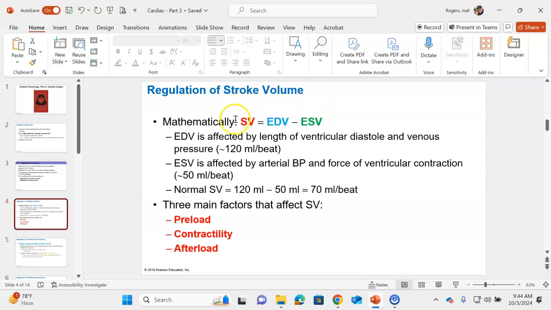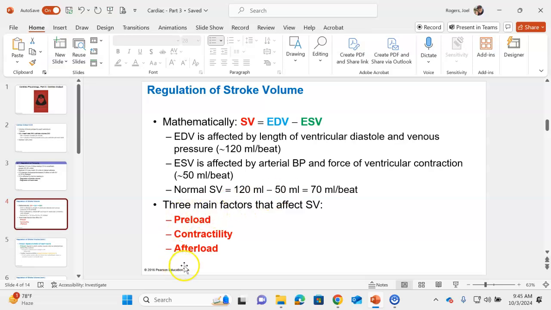But real quick, as a review, remember stroke volume is EDV minus ESV. EDV, end diastolic volume, is how much is in the ventricles right before they contract. ESV is how much is there after they contract. So stroke volume is the difference of that. And again, remember, stroke volume is how much blood the ventricles pump out per ejection. On average, we're told that it's roughly 70 milliliters a beat. So 70 milliliters per ejection.